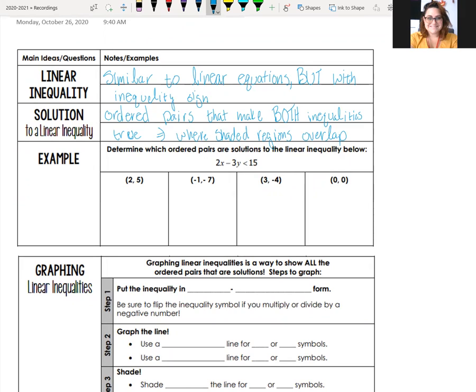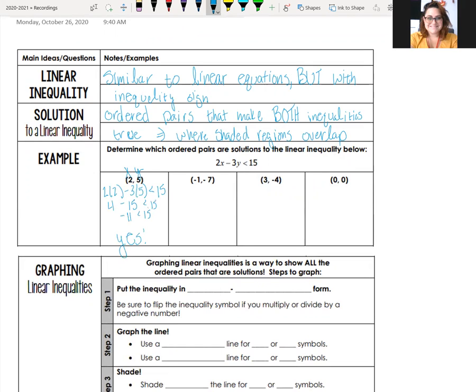So just talking about graphing and things like that, or solving, we're going to solve these the same way. So we'll just do two of them. Notice this is my X and this is my Y. All we're going to do is plug back in. So we would have 2 times 2 minus 3 times 5. Is that smaller than 15? 2 times 2 is 4. 3 times 5 is 15. Oops. 4 minus 15 gives me negative 11. And negative 11 is smaller than 15.